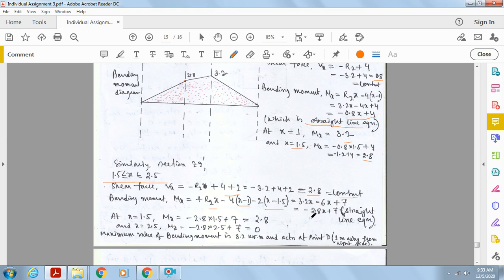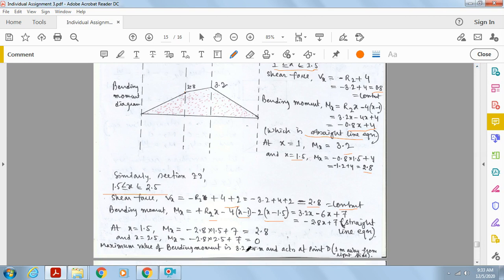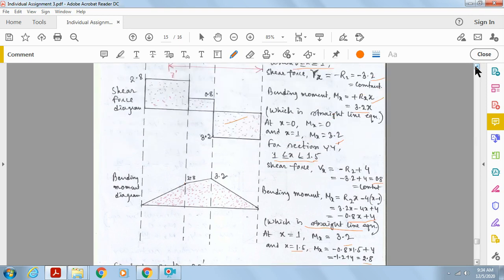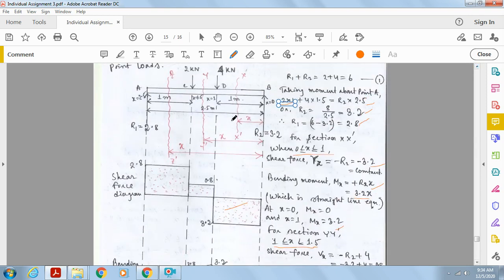So here we see from the diagram the maximum value of the bending moment is 3.2 kilonewton-meter, and it acts at the point D. Point D is at 1 meter from the point B, that is from the right side part of the beam. The maximum bending moment comes at the point D.